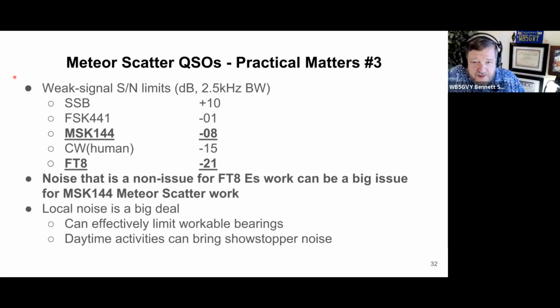And depending on the noise source, it can effectively limit your workable bearings. And it's also the case that daytime noise can bring showstopper noise. So even though the peak dies off, another reason why you're not going to want to work meteor scatter during the day is often the noise level is higher.